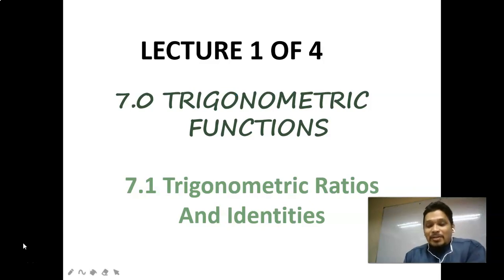Okay, so as you see on the screen, here we are now at chapter 7 of trigonometric functions, with 7.1 trigonometric ratios and identities. So get ready with your lecture notes, and we're going to start the lecture now.